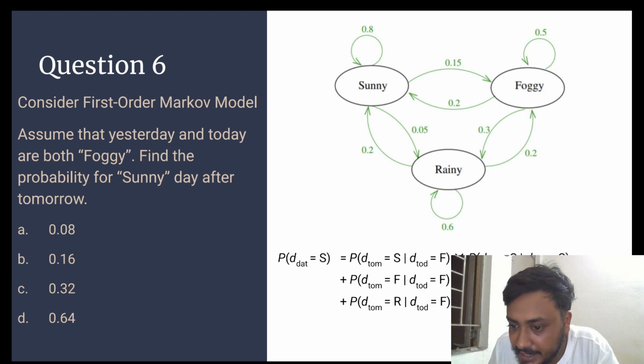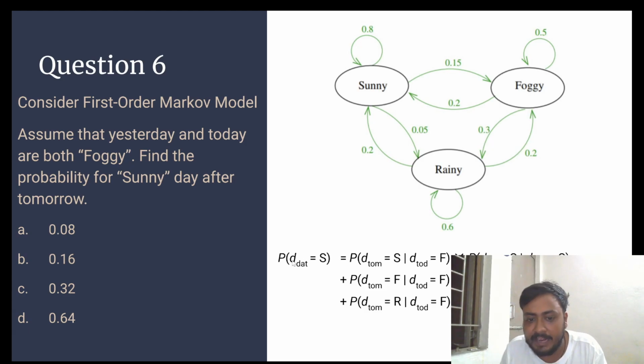So here you have the weather today, which is foggy. First we need to find the probability that the day after tomorrow (DAT) is sunny. How to calculate? Individual parts first. Today is foggy, so the probability that tomorrow is sunny, times the probability that the day after tomorrow will also be sunny given tomorrow is sunny.